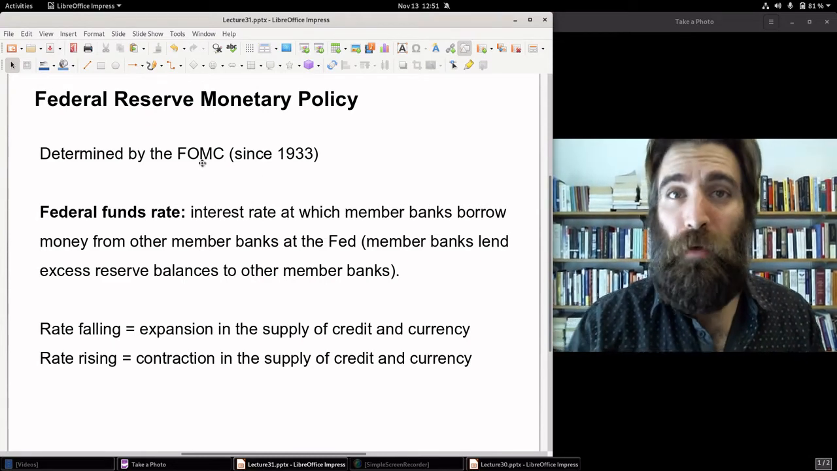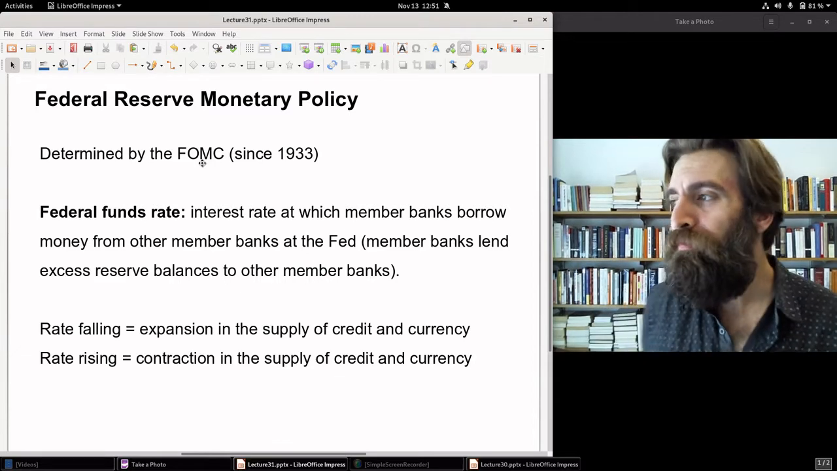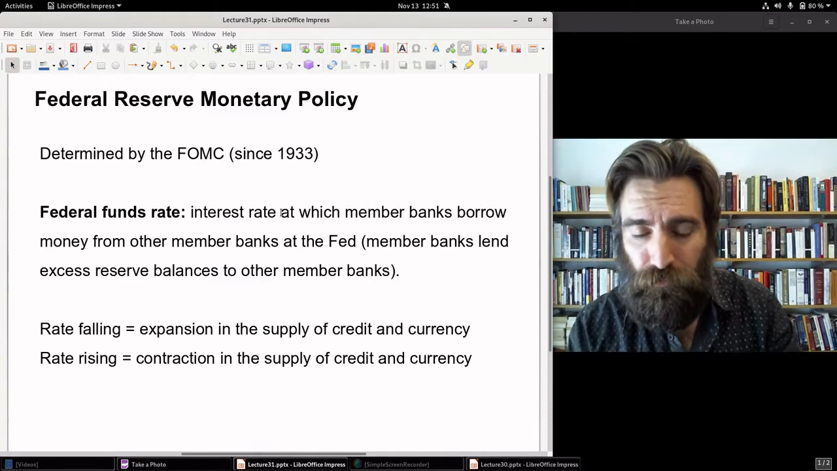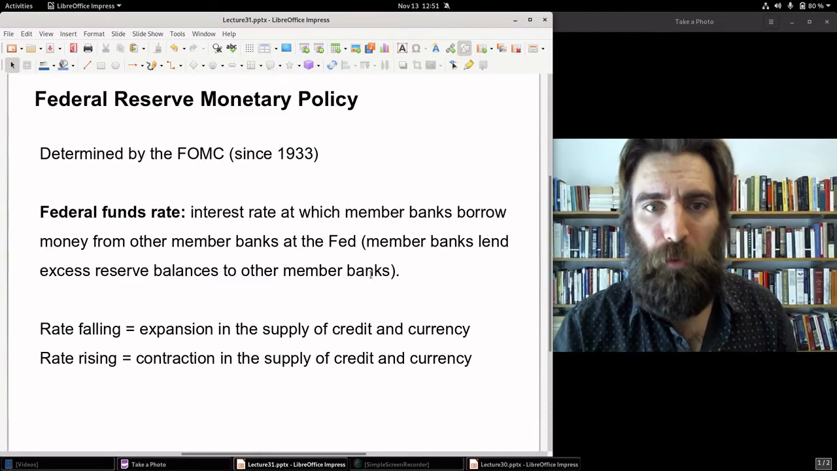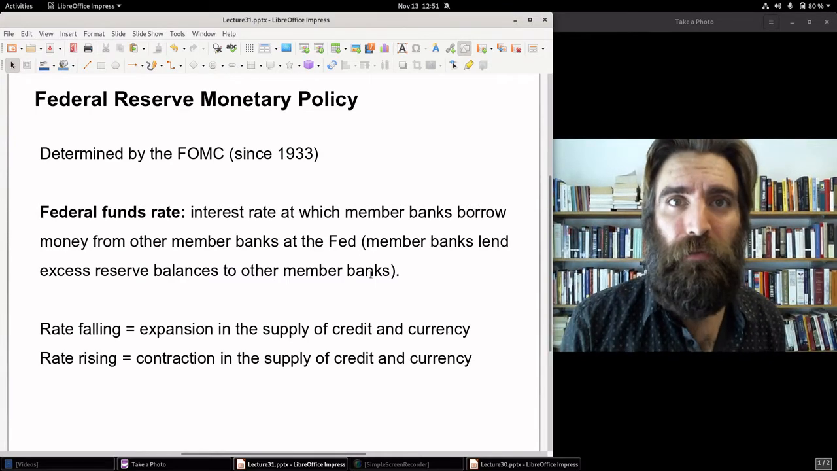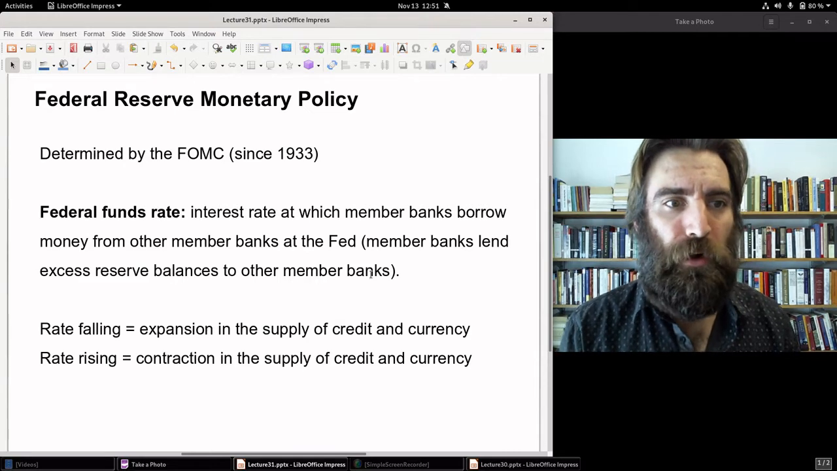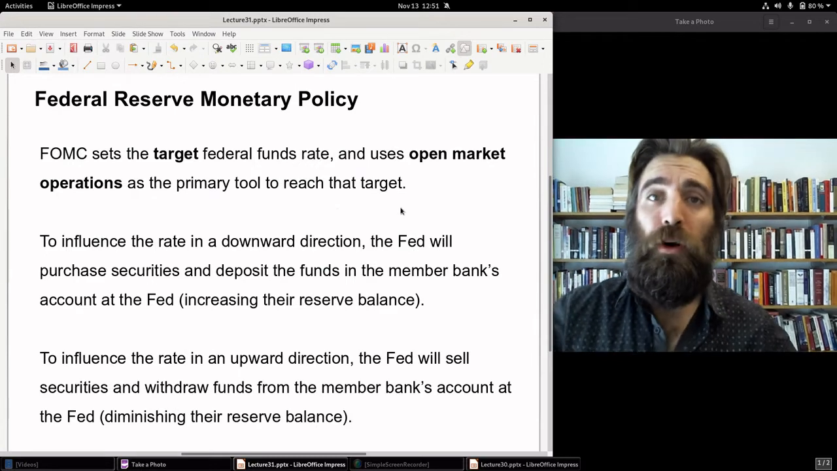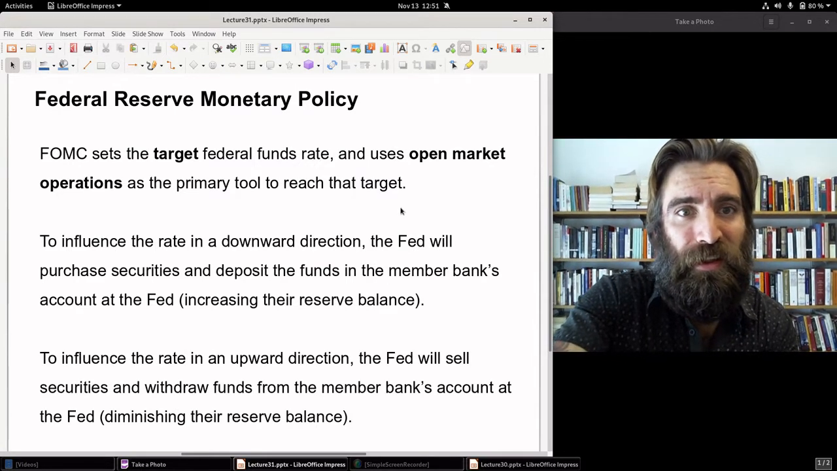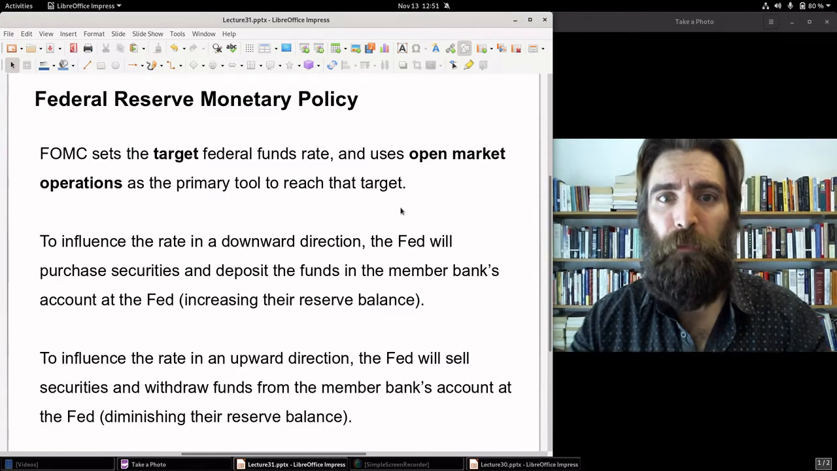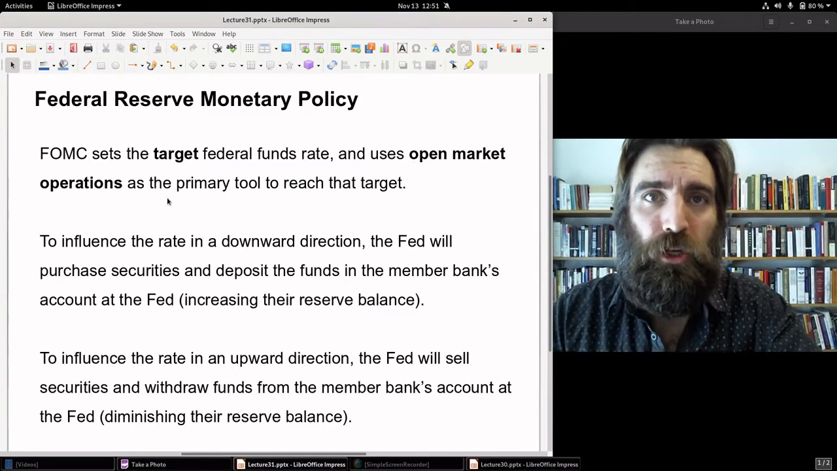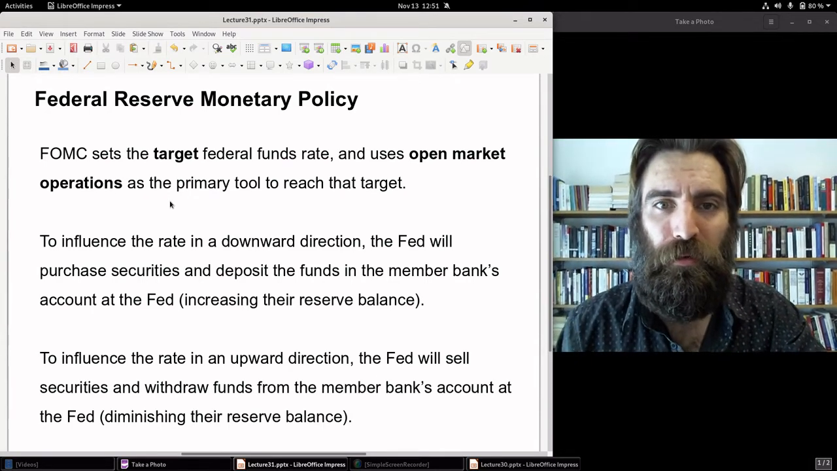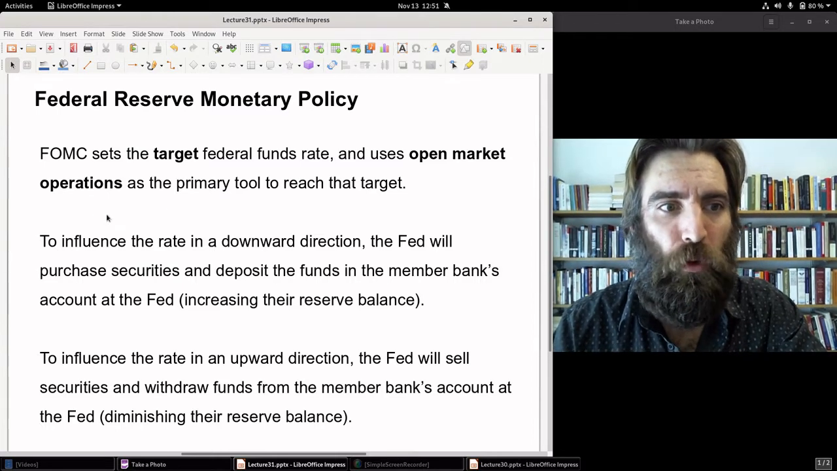The target rate is the range at which they would like to see that interest rate be, and then the actual interest rate, which is the weighted average of all these negotiated deals between member banks, that's called the federal funds effective rate. That's the actual effective rate currently, this weighted average at which member banks borrow from one another at the Fed. So in order to influence the federal funds effective rate to meet the target, the Fed will use what's called open market operations. It has other tools in its chest, but for our purposes here, I want to focus on the open market operations. What does this mean?